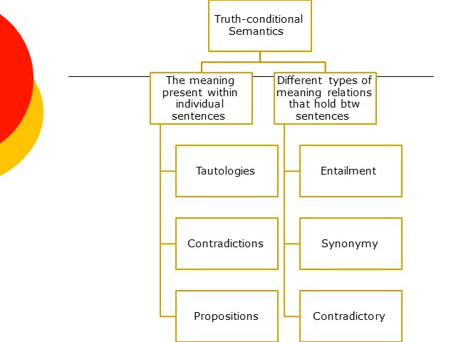So the study of truth conditions in semantics falls into two basic categories. These are the meaning present within individual sentences, and we discussed tautologies, sentences that are always true regardless of any external circumstances; contradictions, sentences that are false regardless of any external circumstances; and propositions, sentences that are true or false based on some extra non-linguistic knowledge.